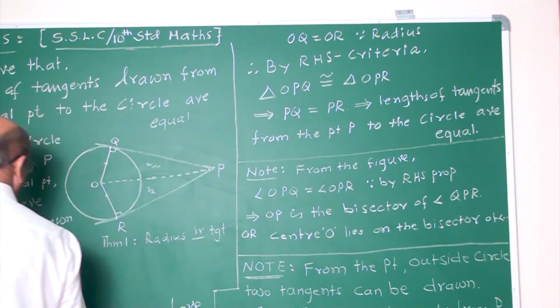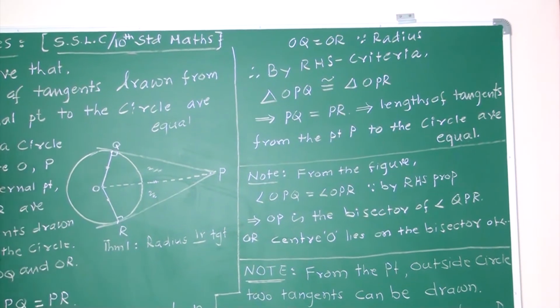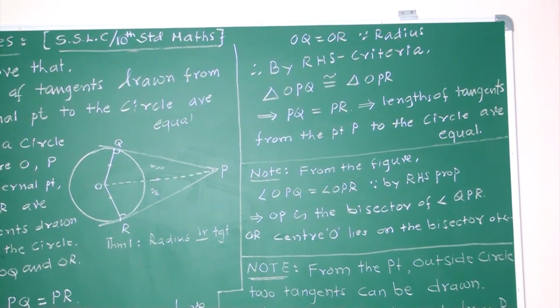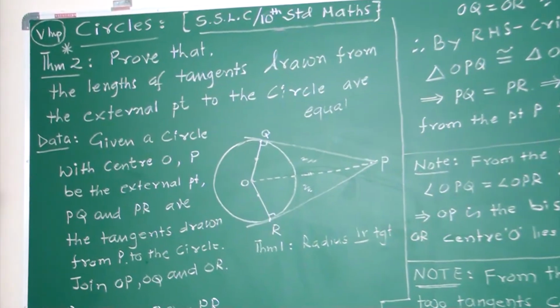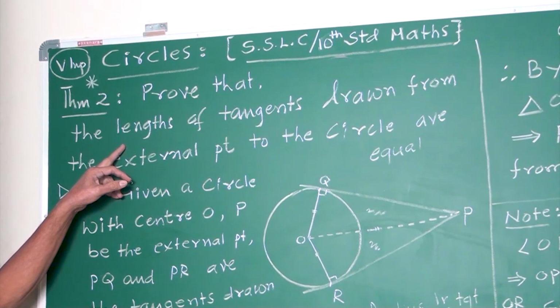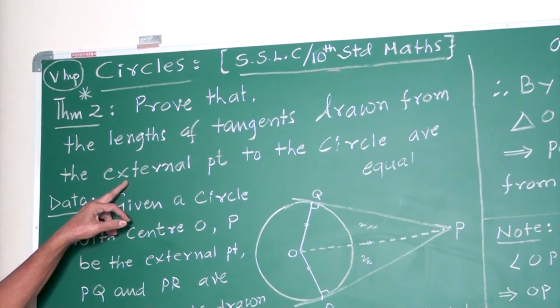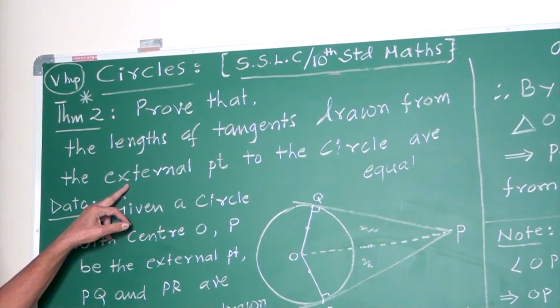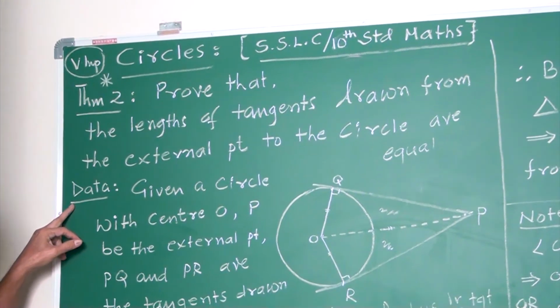Very simple. It has appeared many times in the question paper, my friends. Yes, I will explain once again. Prove that the lengths of tangents drawn from an external point to a circle are equal.